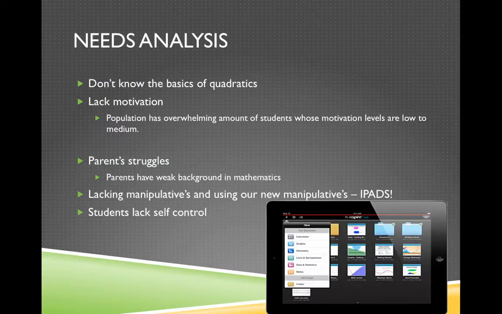For my needs analysis, like I said, a lot of them don't know the basics of quadratics. They lack the motivation. Our population has an overwhelming amount of kids who do not have the motivational level they need to succeed in high school. We do have some kids that are motivated, and obviously they do well, get the A's and B's, but we have an average grade in our math classes of around D+, which is not what we want to have.